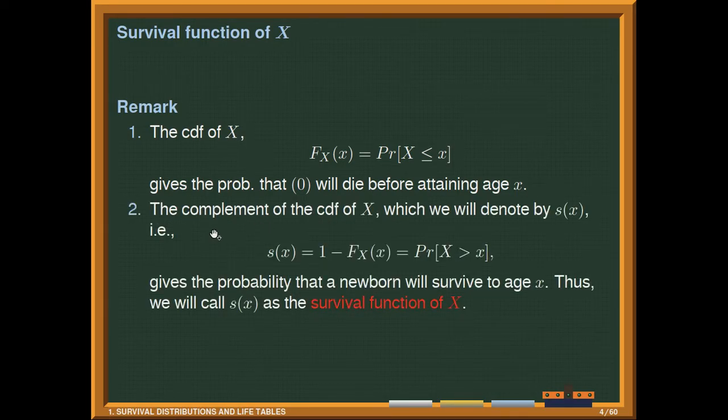And then we are more interested in the complement of the CDF of this random variable X. This we will denote by small s of x. And clearly, small s of x would be equal to 1 minus the CDF of X evaluated at small x. Or in terms of probabilities, this would be the probability that the random variable capital X would be greater than small x. So this gives us the probability that a newborn will survive to age x. Because of this, we call this function the survival function of the random variable X.